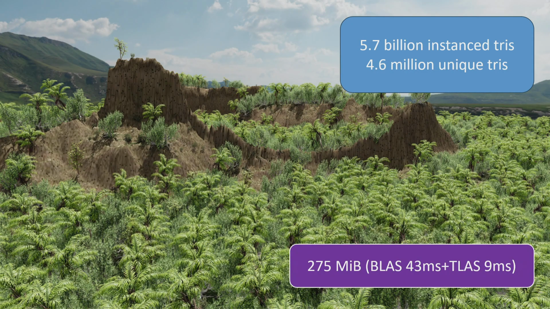I showed this image already with the timings, and you can get an idea of the different costs. Building the bottom level acceleration structures for this scene, which is instanced so it's only for these 4.6 million unique triangles, took, in this test case, 43 milliseconds, which is a significant chunk of time if you're trying to do real-time stuff. Whereas combining everything in the scene, for all of these 5.7 billion instanced triangles, took 9 milliseconds. So this is something you can do more frequently. Okay, I wouldn't want to do 9 milliseconds each frame either, but yeah.